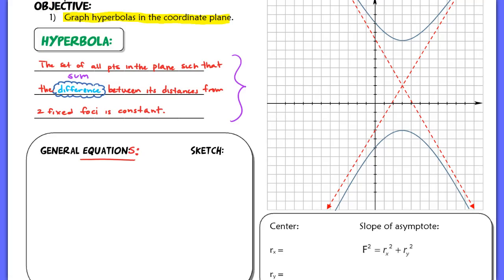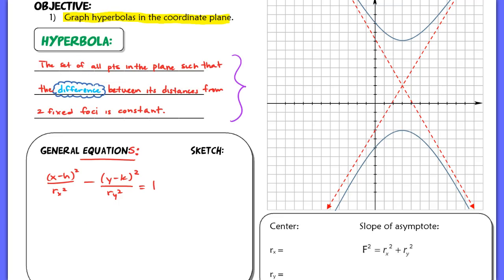Now, if a hyperbola opens left to right, then its general equation will be of the form (x minus h) squared over r sub x squared minus (y minus k) squared over r sub y squared equaling 1. Actually this looks really similar. If you're thinking that you recognize this equation, it's because it looks like an ellipse. The only difference is here we're using a subtraction sign between those two terms as opposed to an addition sign. And it again relates back to the definition of the hyperbola. I should probably erase the word sum here.